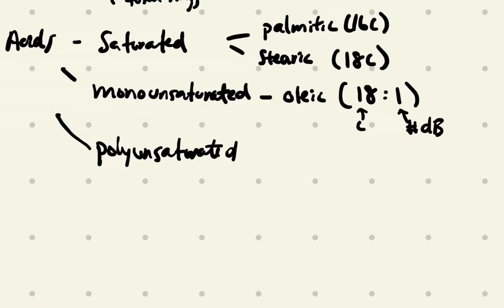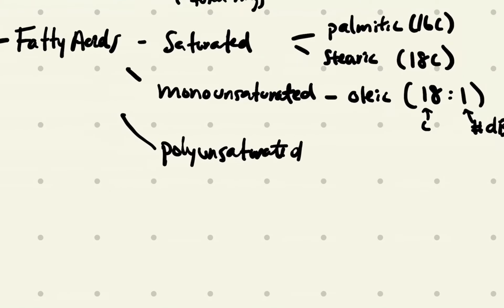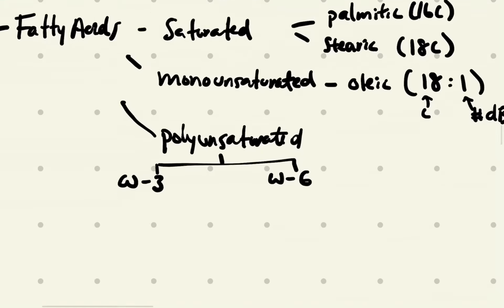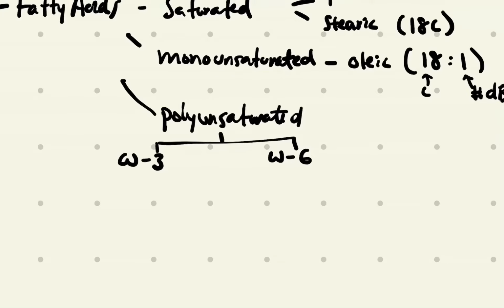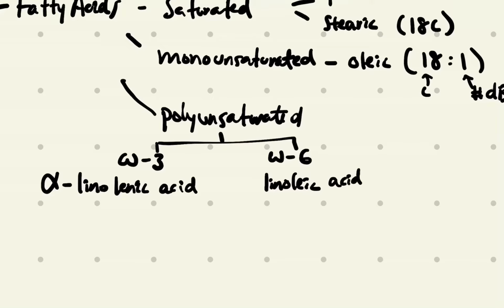Now moving on to polyunsaturated, you're going to have two major types. Polyunsaturated is separated into your omega-3 fatty acids and your omega-6 fatty acids. You've probably heard of these quite a bit. Basically, your omega-3 is your alpha linolenic acid, and your omega-6 is just going to be called your linoleic acid.